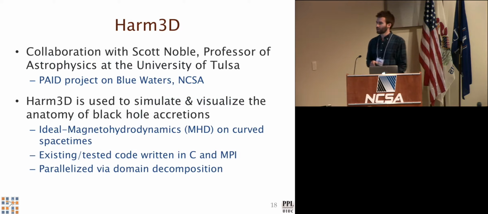The next application we're going to look at is something called Harm3D. It's a collaboration we've worked on through NCSA and a paid project here with Professor of Astrophysics at the University of Tulsa, Scott Noble. Harm3D is used to simulate and visualize the anatomy of black hole accretions. And it does so through ideal magnetohydrodynamics simulations. This code has been developed over a number of years by Scott Noble, and it's written in C and parallelized via domain decomposition through MPI.